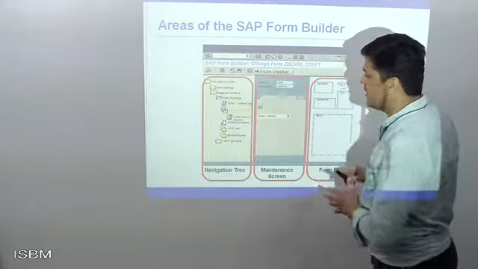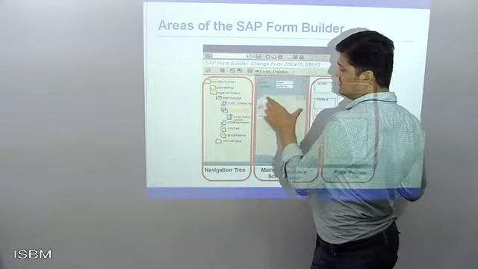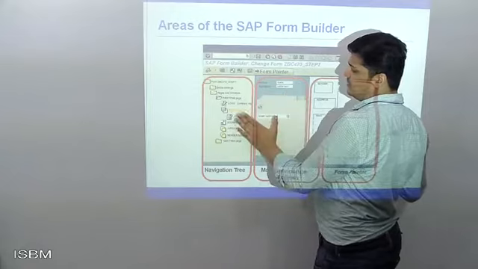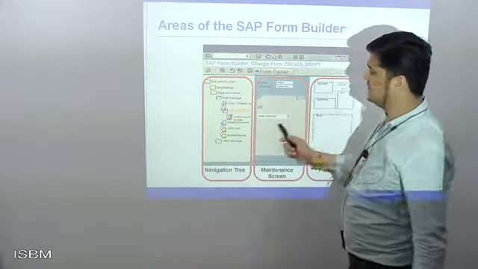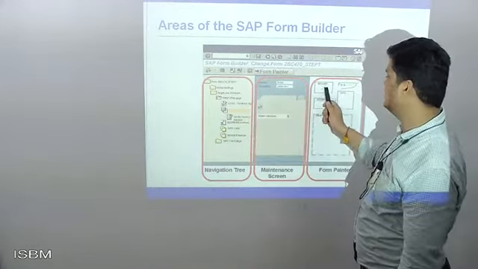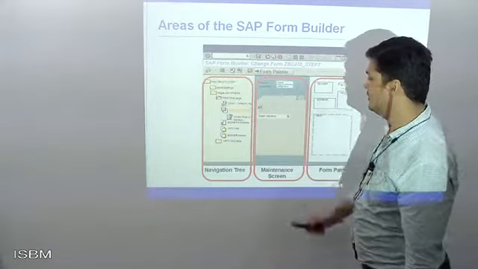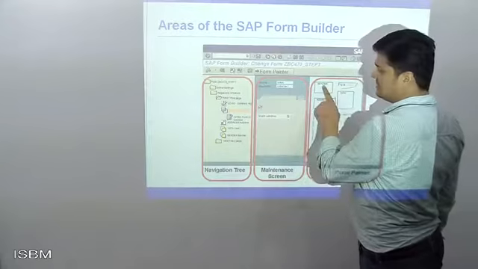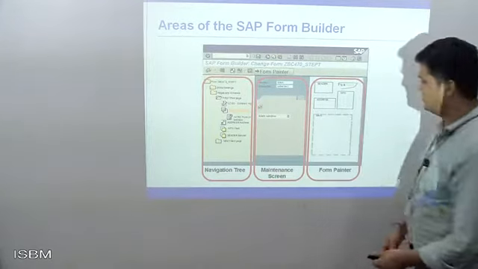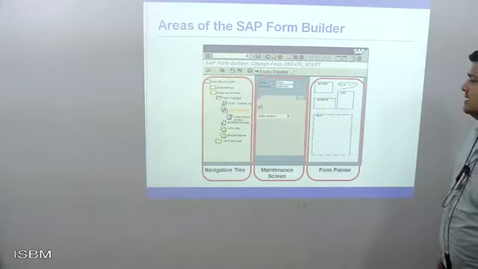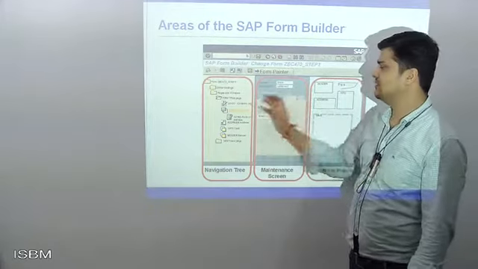Then we have the main window, which is basically maintained over here. Then we have the address, and the info clerk, we have a sender address. In the next page, we can give something else. So this is the main window basically.